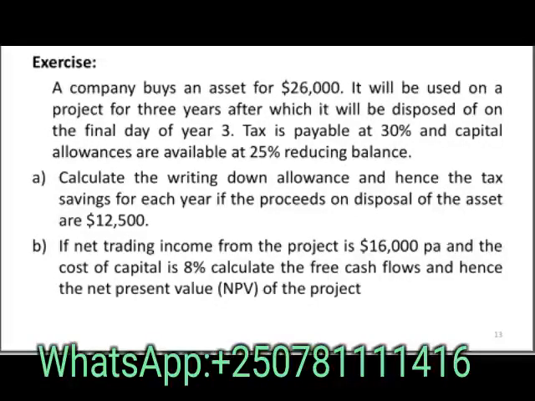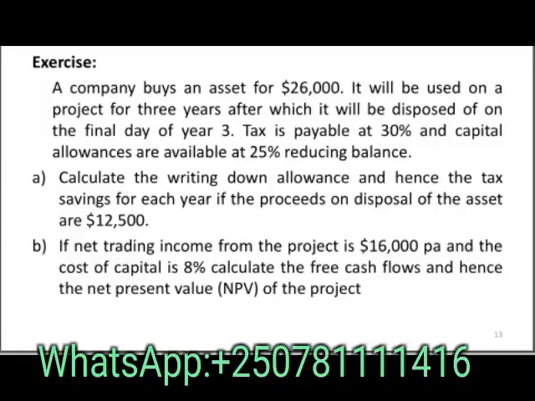Percent reducing balance. The first question was to calculate the written down allowance and hence the tax saving for each year if the proceeds on disposal of the asset are $12,500. These were first collected, and we found the answer.